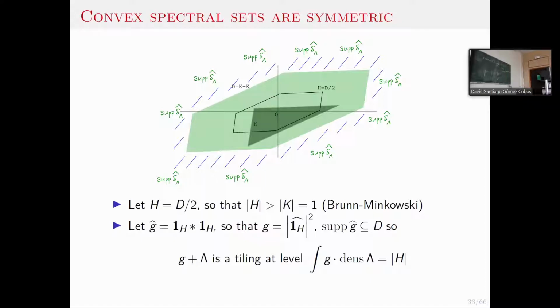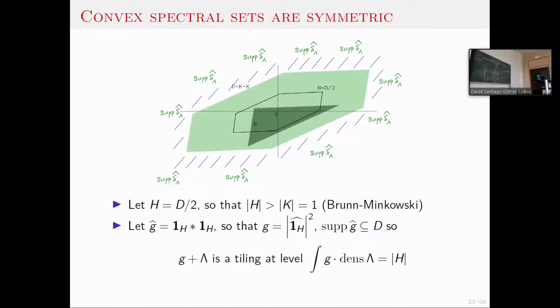Okay, let me say it again. So I define a function here. First I define it on the Fourier side. On the space side, it's just a positive function. On the Fourier side, G hat lives in the green part. Delta lambda hat is outside the green part. So delta lambda hat is in the zeros of G hat. Therefore, G plus lambda is a tiling.